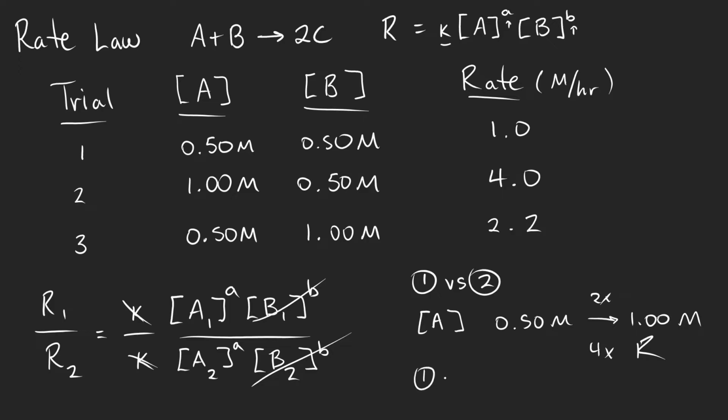If we compare trials 1 versus 3, we see that the concentration of B has changed. It went from 0.50 molar to 1.00 molar. Again, with a doubling, this time the reaction rate has also doubled. Okay, and that's just quickly looking at it: the rate went from 1 to 4, so I know it's times 4, and then the rate went from 1 to 2.2, so it's roughly 2 times.